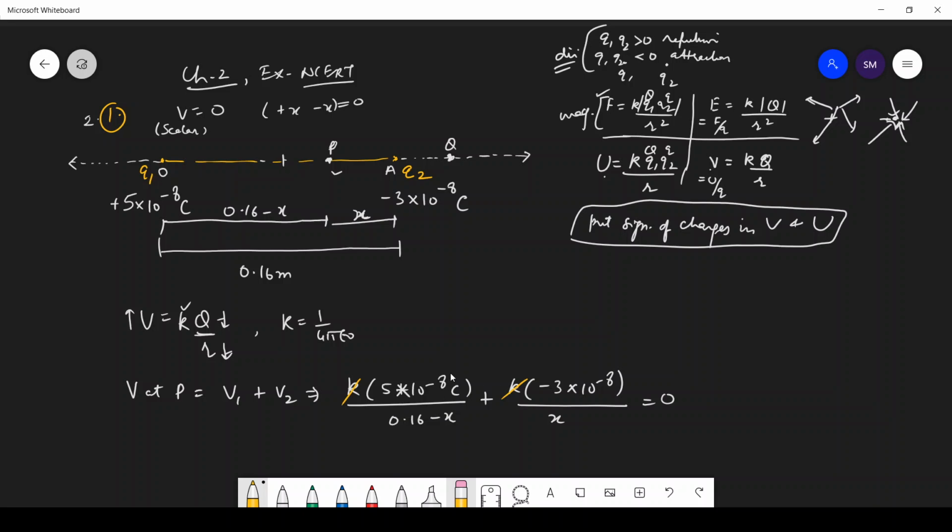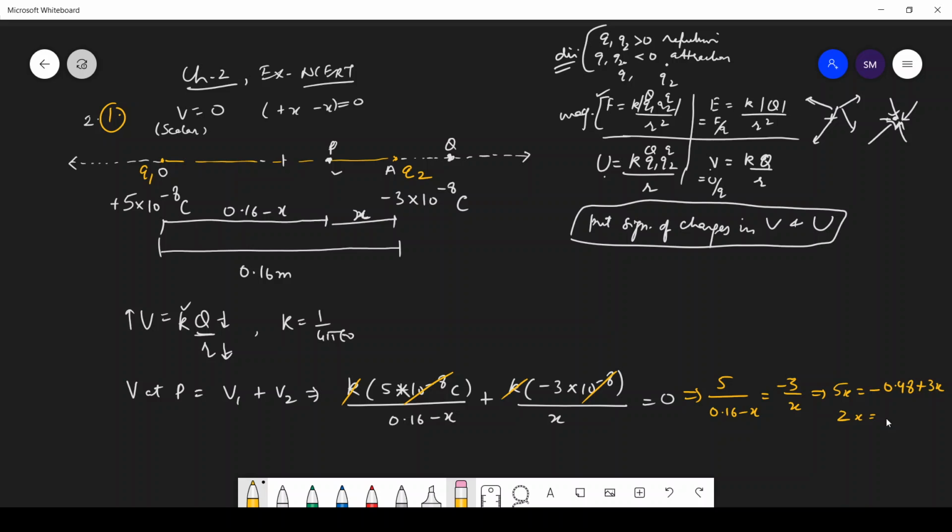Now divide both sides by 10 raised to the power minus 8. This will also be cancelled out. Now take this minus 3 by x to this side. So what do I get? I get 5 upon 0.16 minus x equals minus 3 upon x. Now cross multiplying, 5x is equal to minus 0.48 minus, so plus 3x.